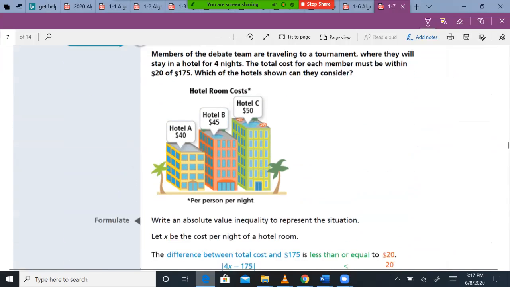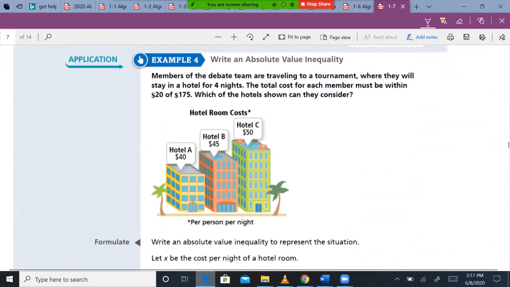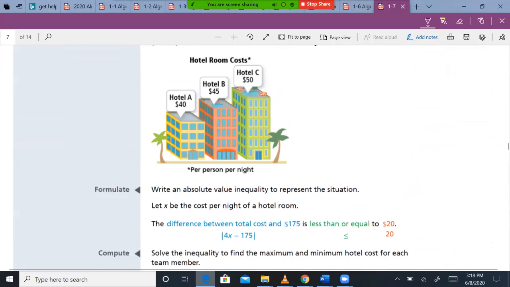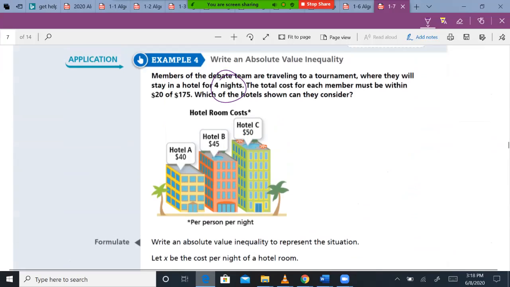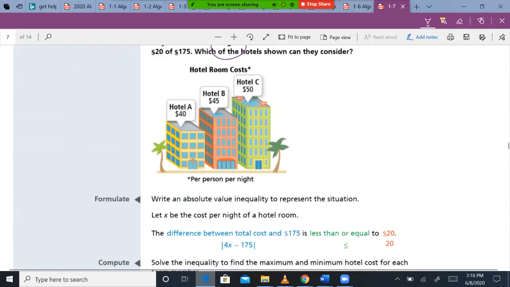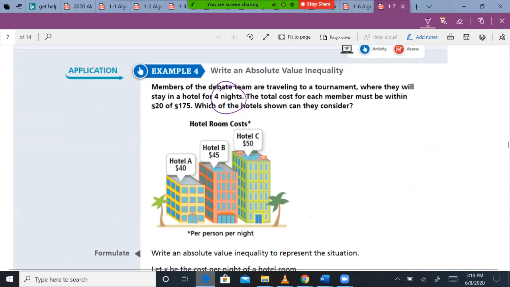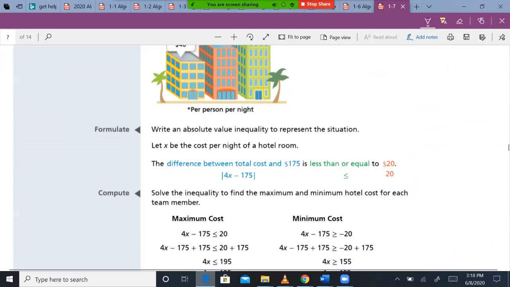Okay, I love these problems. Members of the debate team are traveling to a tournament where they will stay in a hotel for 4 nights. The total cost of each member must be within $20 of $175. Which of the hotels shown can they consider? So there are 4 people total, and they want to pay x amount. They're allowed to spend $175, but within $20. So the absolute value of 4x minus 175 is less than or equal to 20.